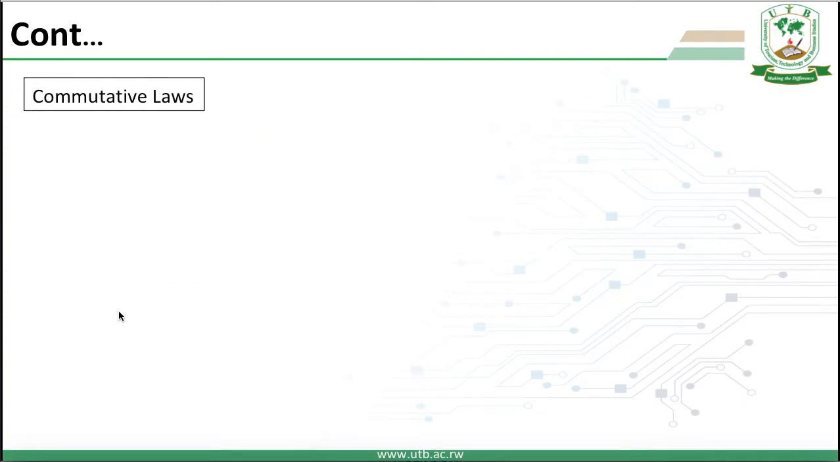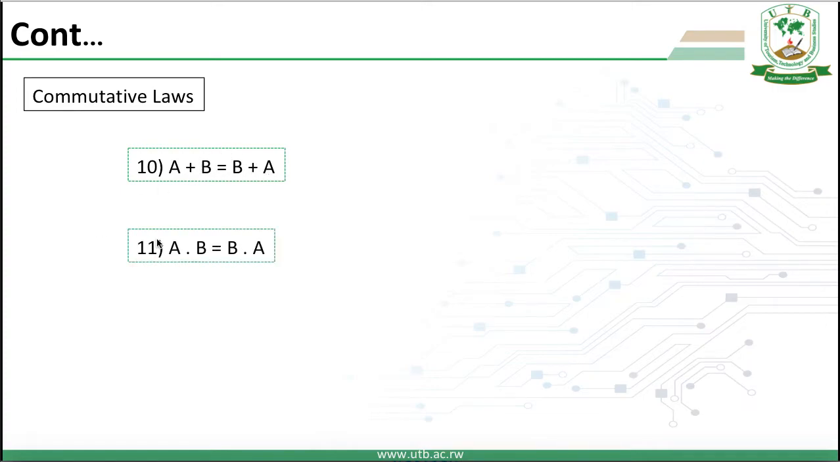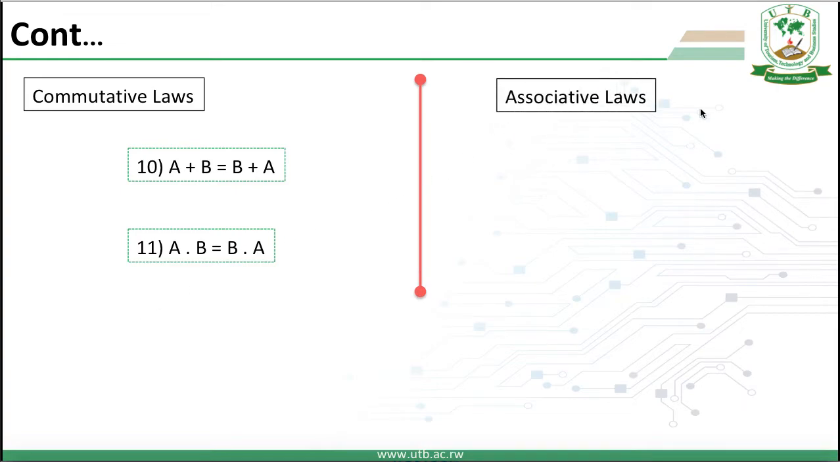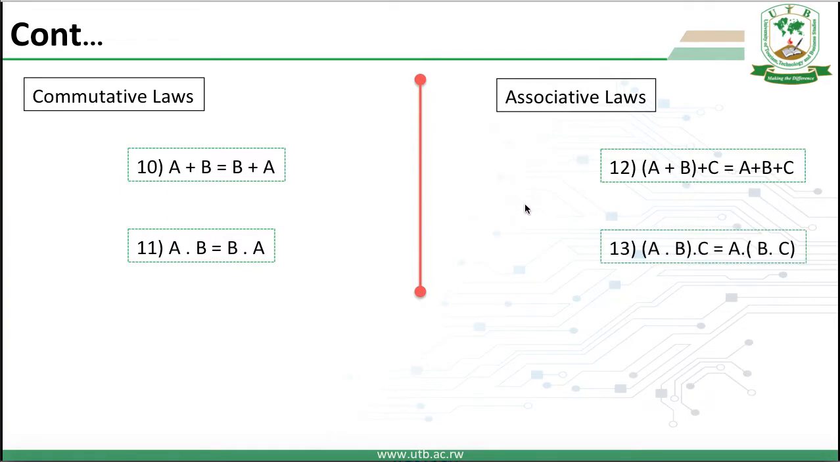Fine, let us see a different rule called the commutative laws. The commutative law says A plus B can be rewritten as B plus A, just in reverse order, and A times B can be rewritten as B times A. That is called the commutative laws. Next are the associative laws. The associative law says A plus (B plus C) can be rewritten as (A plus B) plus C. It is the same. It is a mathematical rule, we can say.